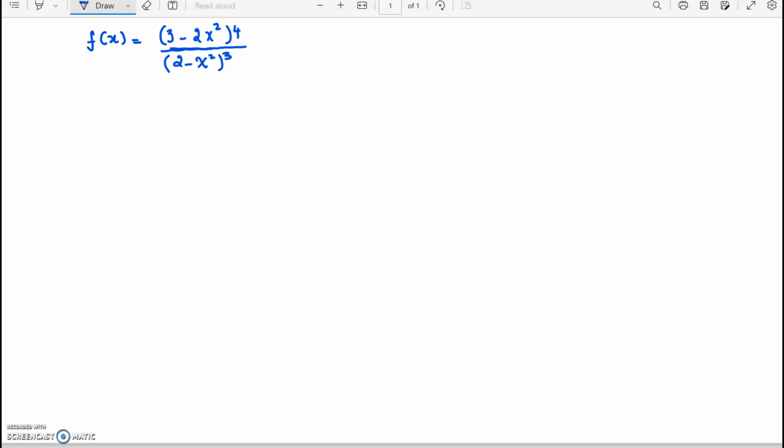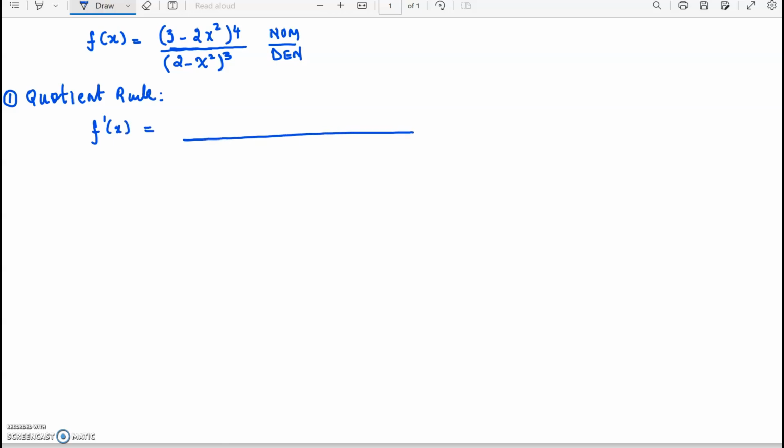So the first thing to notice is that the function that you want to differentiate is in the form numerator over denominator, which is a quotient. So it's in the form of a quotient, so we have to first use the quotient rule. So when we differentiate, the first step is going to be the quotient rule. So it's denominator squared, so that's 2 minus x squared, the whole cubed, whole to the second power.